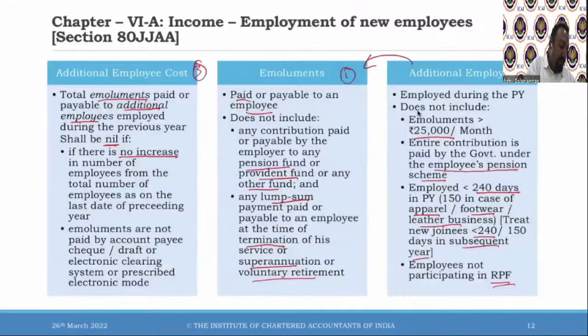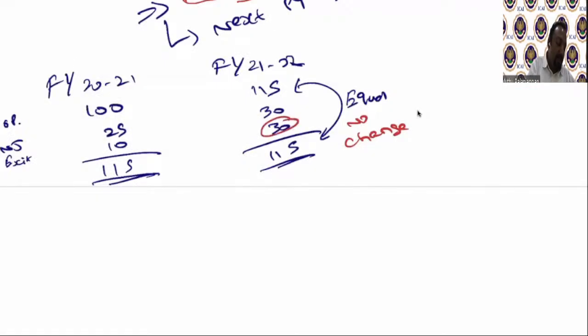If the number of employees from the total number of employees as on the date of the preceding year, that is 31st March 2021, and the number of employees on 31st March 2022 is the same, then it shall be treated as nil. Though there are new employees appointed, when will this happen? That's what we discussed. It will only happen when there is equal addition, equal attrition. So only then that will happen.